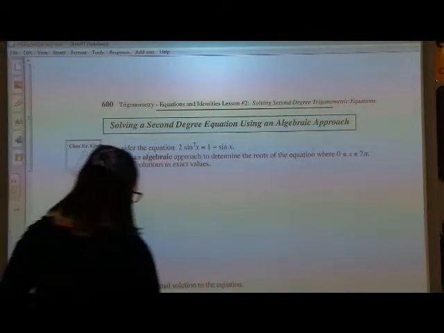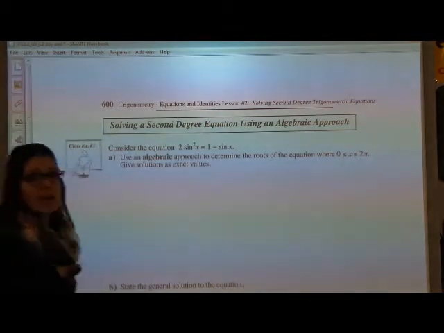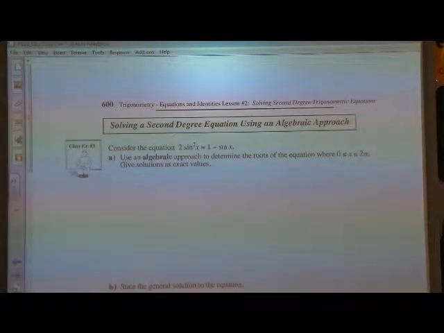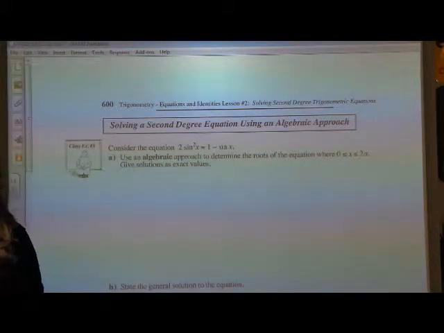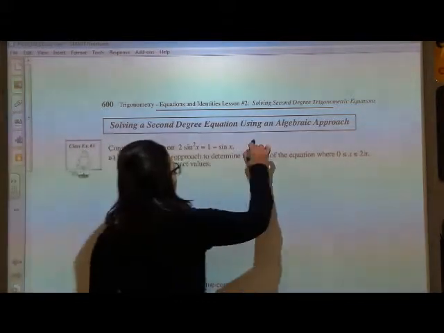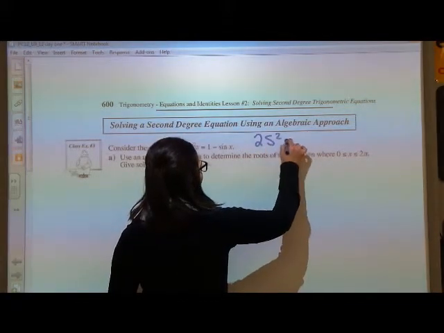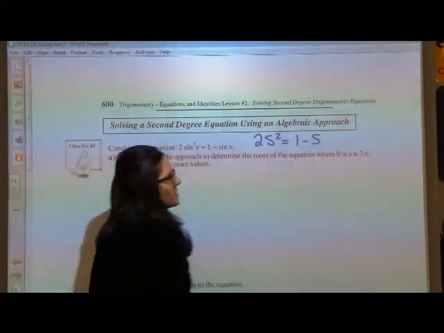So now if I look at this algebraically, what we would do is we would treat this as a polynomial. If you find it easier to get rid of the idea of it being sine and just use a letter for sine instead, you could rewrite this as 2s squared equals 1 minus s.